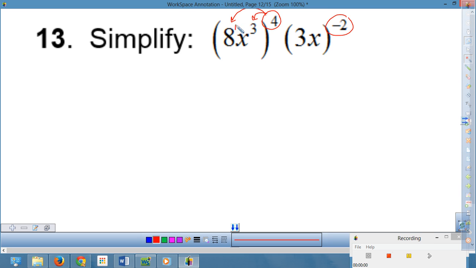Now, there's a 1 here that's understood. So we get 8 to the 4th power. And then we get x to the 3 times 4. When we distribute, we multiply, which is 12.